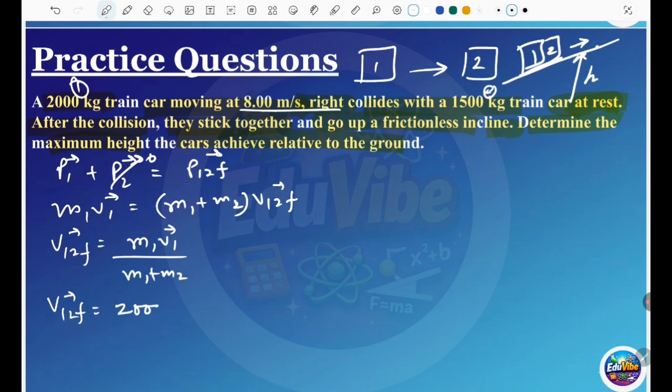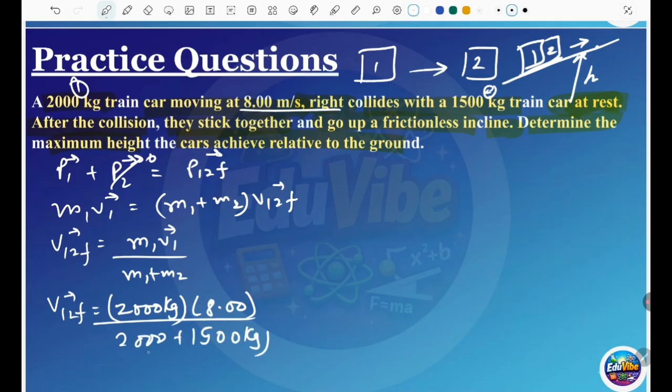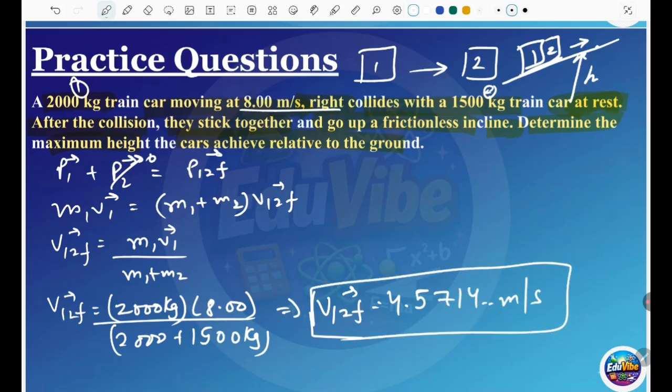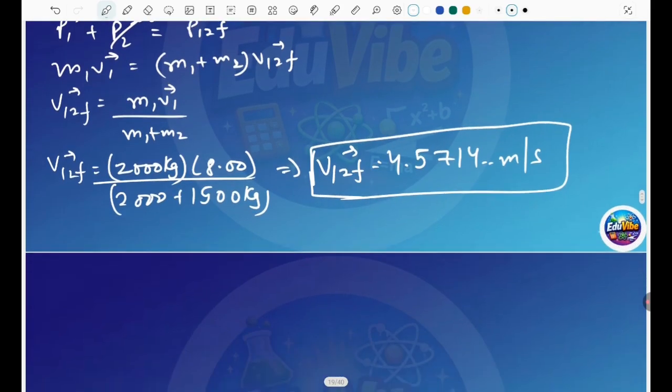That m1 is 2000 kg going at a velocity of 8.00 meters per second. Then we have 2000 plus 1500 kg, both in kg. When you calculate, you get about 4.5714 meters per second. So that's your final velocity, the combined velocity. Why can we find this?